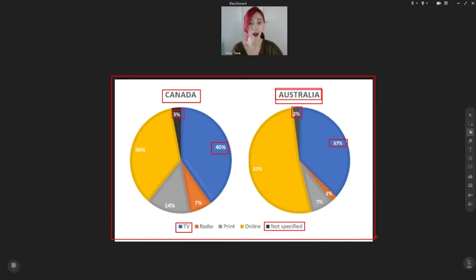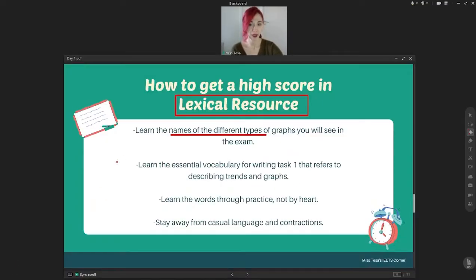I can say it's a graph. Sure, I can use graph for almost all of them, but it's much better if you know the specific names of the graphs. So this is a pie chart, and then of course you have bar charts and line charts.